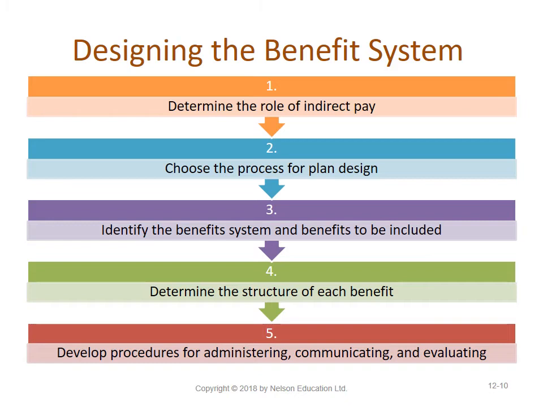In designing the benefit system, there are several steps that need to be considered and taken. Benefits, as mentioned before, is a specialized area of compensation, and in larger organizations there are specific benefits departments, and now that's even expanded to benefits and wellness departments. So they would be the ones designing the system. Having said that, the first step is to determine the role of indirect pay. And here you really need to consider what the managerial strategy of the organization is.